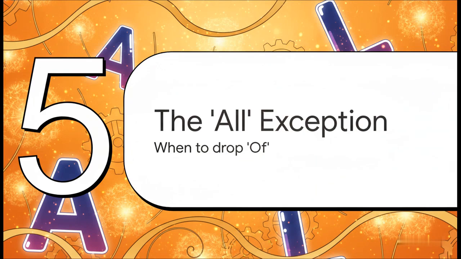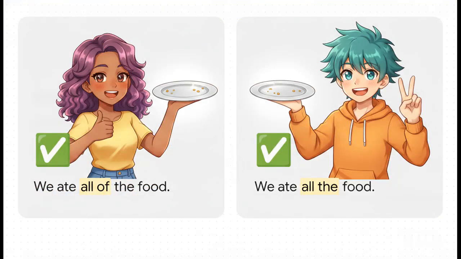Finally, Section 5, the special all exception. For our final rule, English is actually going to give us a bit of a break. And this brings us back to the very first question I asked you today. We ate all of the food versus we ate all the food. I am so happy to report that for the word all, using the of bridge is completely optional. Both of these versions are 100% grammatically correct and sound completely natural. You can say all my friends or all of my friends, all his time or all of his time. You truly cannot get it wrong.